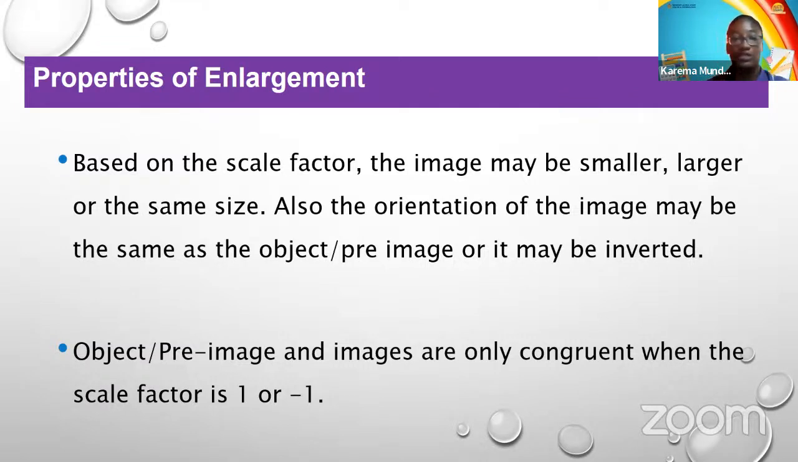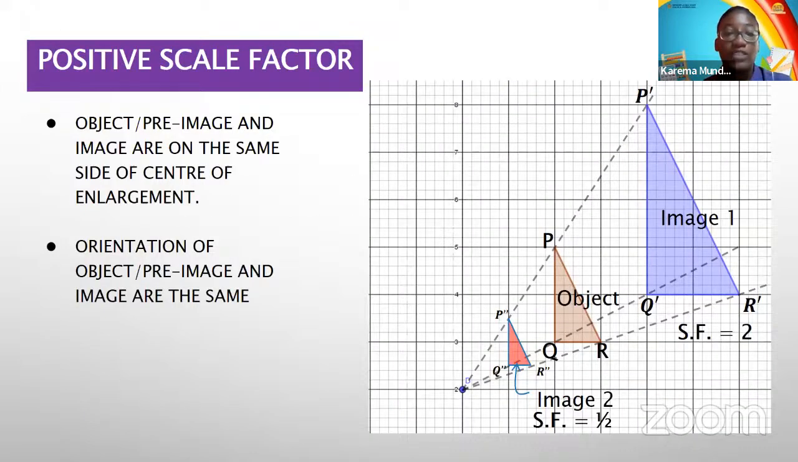I just want to remind you of what happens with a positive scale factor versus a negative scale factor. Move to the next slide, miss. So with a positive scale factor, just a gentle reminder, the object and its image will lie on the same side of the center of enlargement. I'm actually going to review this as we come back for the afternoon session. So object and image are on the same side of the center and the orientations are the same.